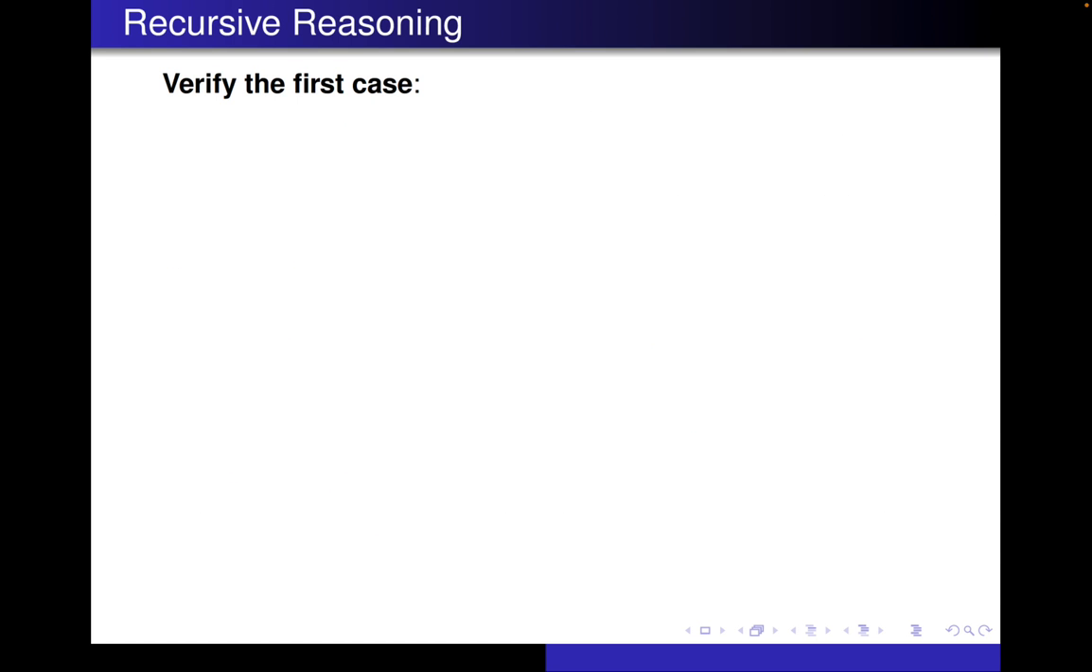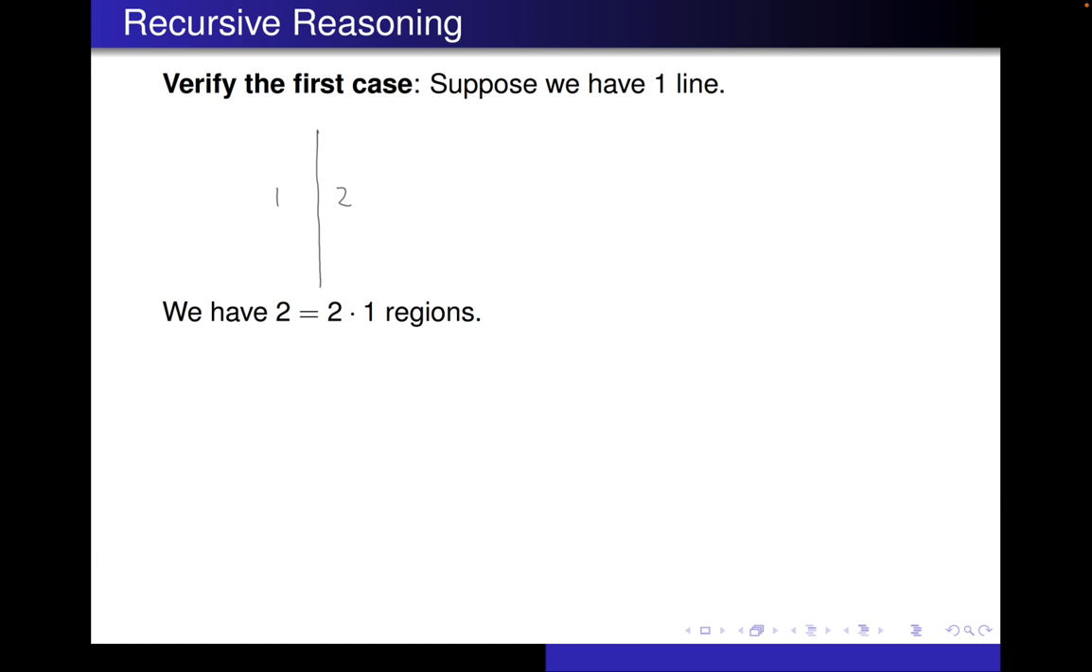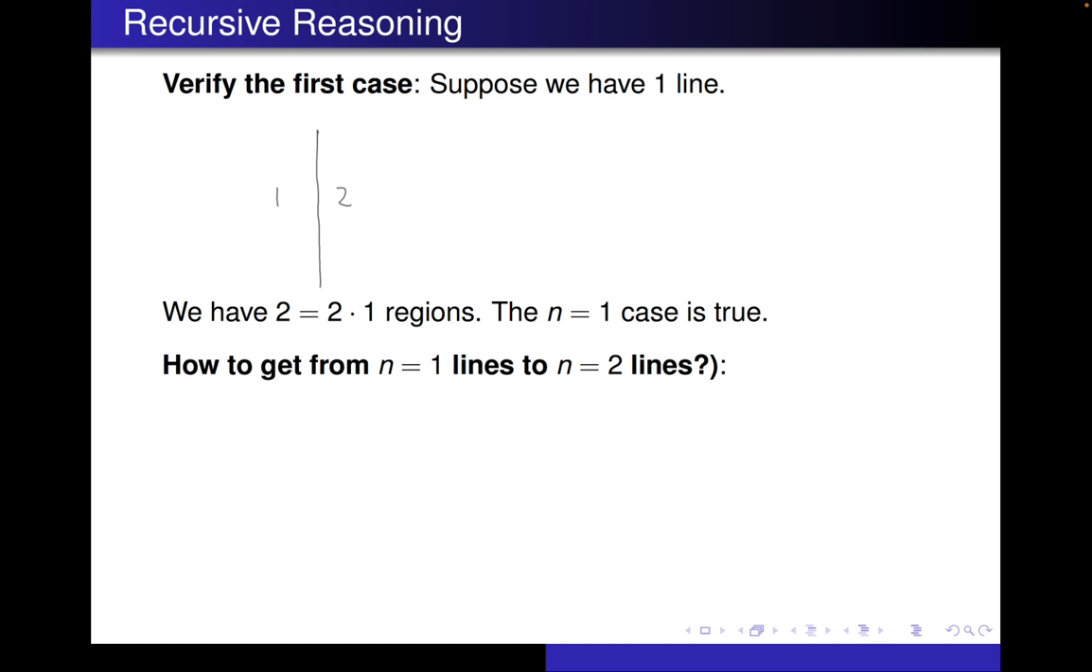Alright, so the first thing we're going to do is verify the first case. Suppose we have one line, and we already figured this one out. You have two regions, and 2 is equal to 2 times 1. One line, 2 times 1 regions, the formula works. So that gives us the n equals 1 case. Now, for the n equals 2 case, I'm going to ask myself, first of all, I'm not going to jump directly into going from n equals k lines to n equals k plus 1 lines.